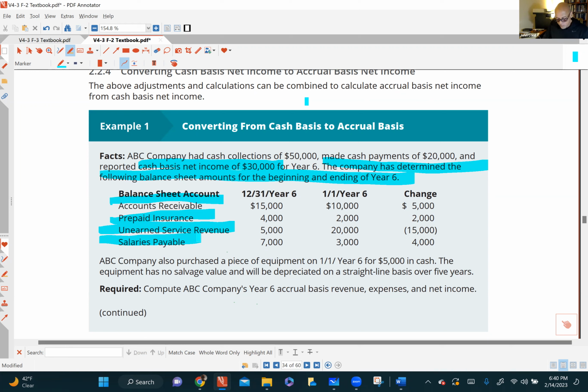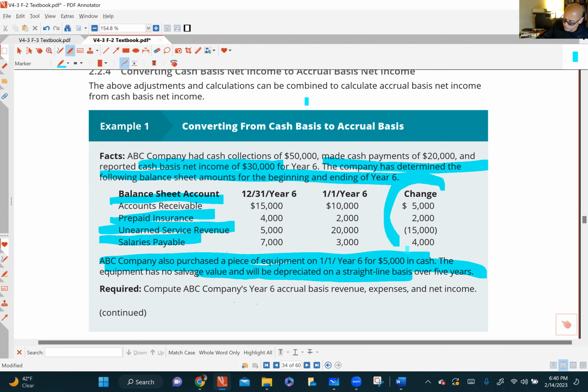And then they're telling you that they also purchased a piece of equipment for $5,000 in cash. And they tell me that there's no salvage value on that equipment because I am going to need to depreciate that equipment. And I know I have to always subtract the depreciation, for whatever it is they're asking me to do, to go from accrual to cash or cash to accrual. I always subtract the depreciation because I'm going from cash to accrual. So now with that information, you can kind of see the changes here. Okay, you can see the changes.